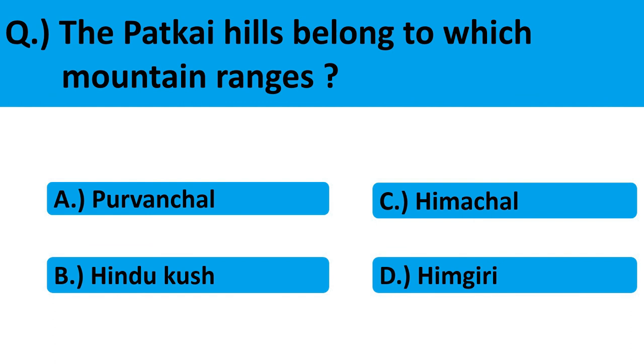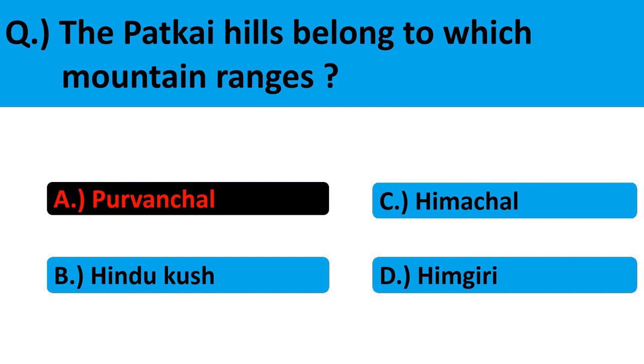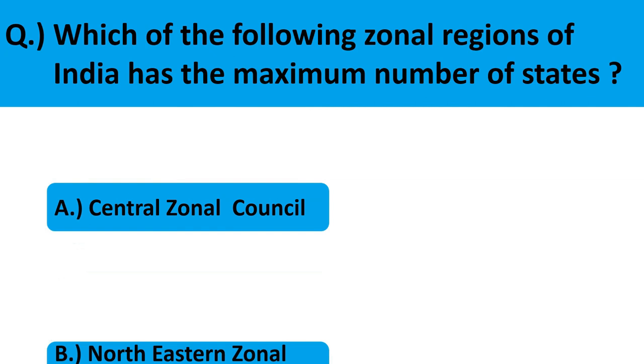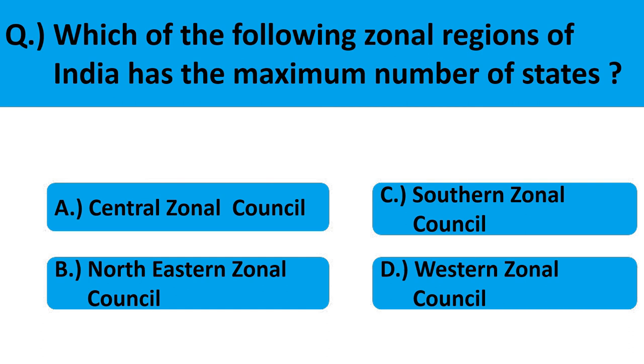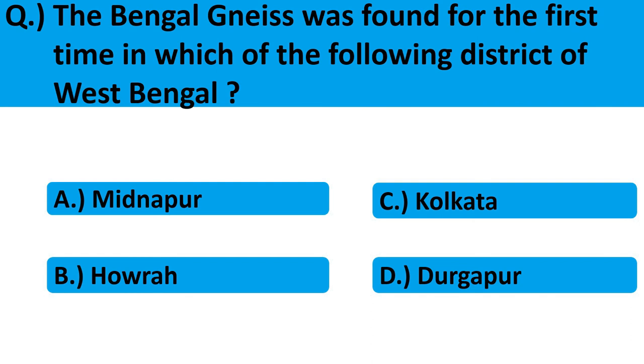Question number 93. The Patkai Hills belong to which mountain ranges? Correct answer is Purvanchal. Question number 94. Which of the following zonal regions of India has a maximum number of states? Correct answer is Northeastern Zonal Council.